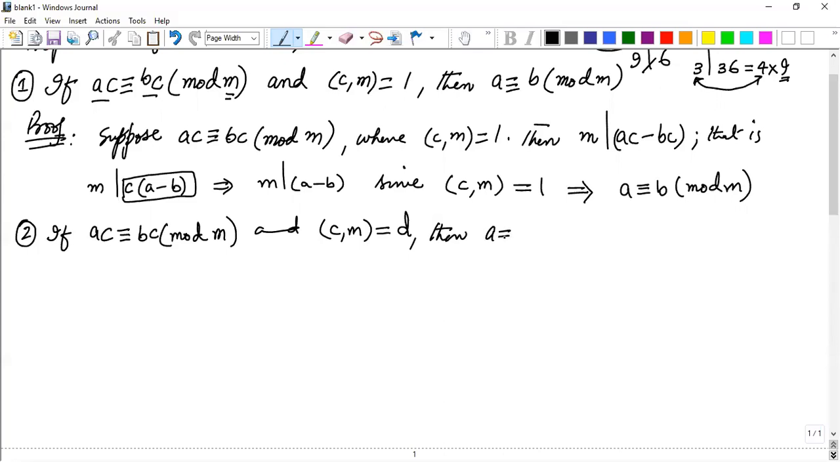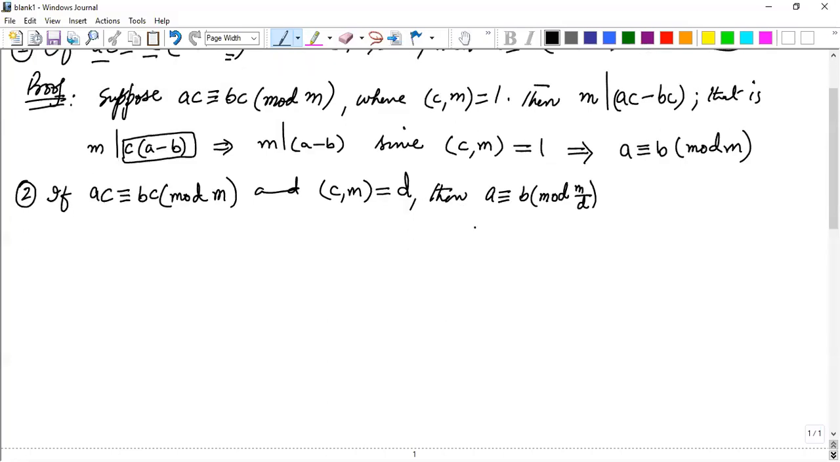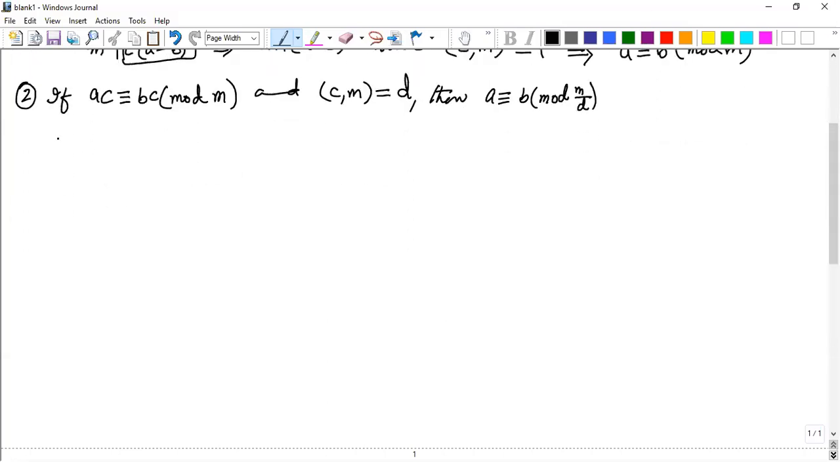Then A is congruent to B modulo. In that case, we divide the whole equation by C, but we write here modulo M divided by D. So this M must be divided by D, or the GCD. So that's the result. Now come to the proof of this result.